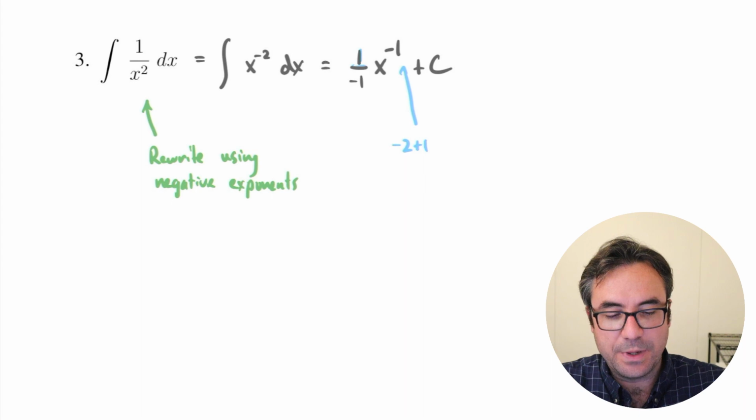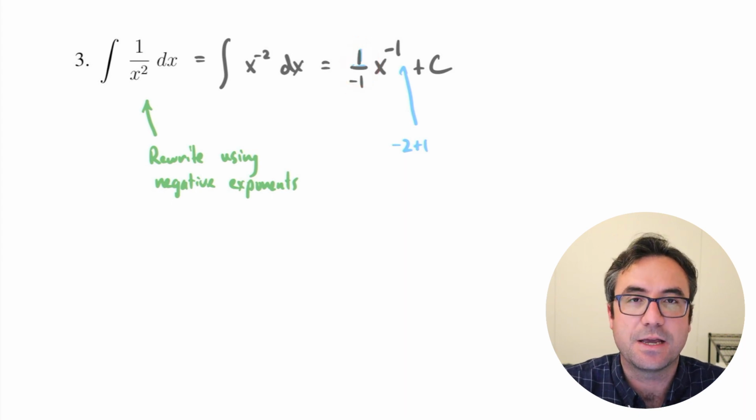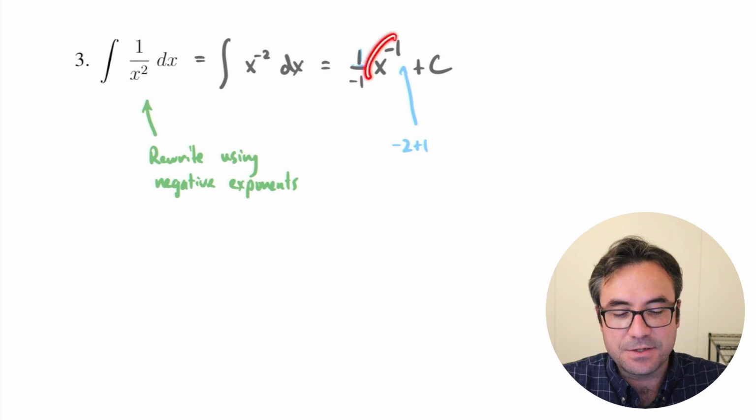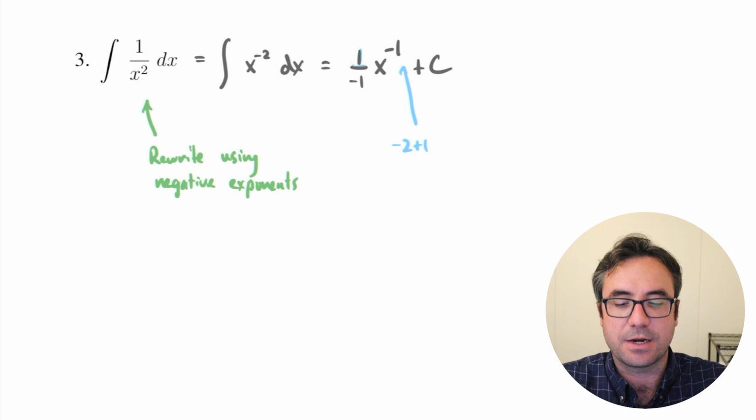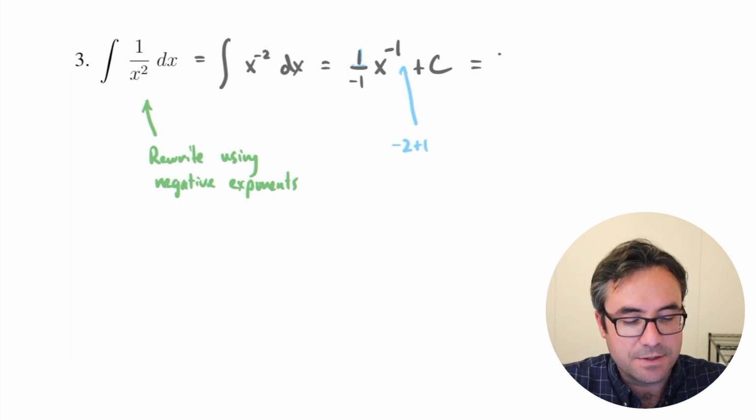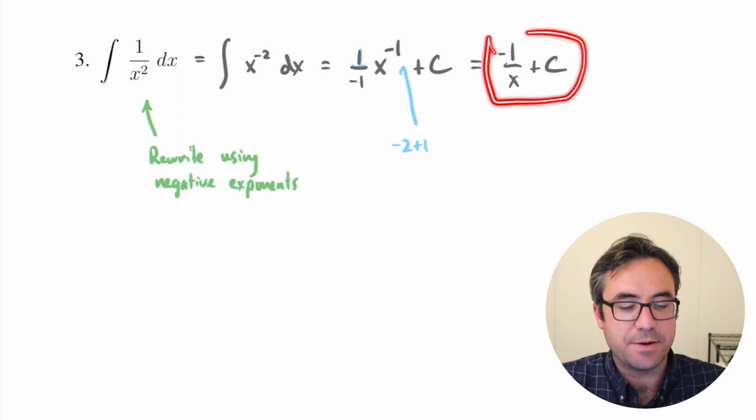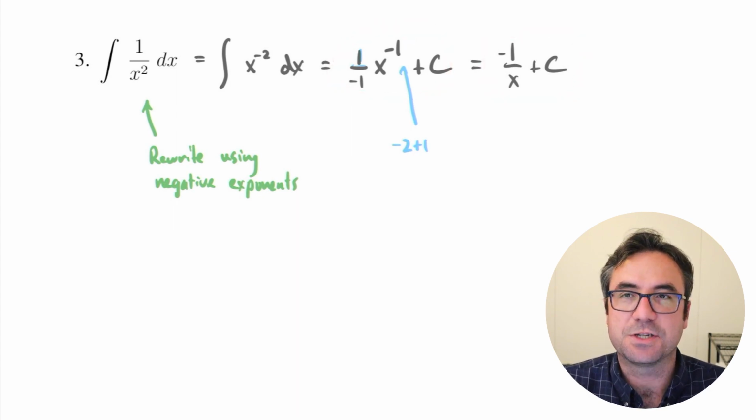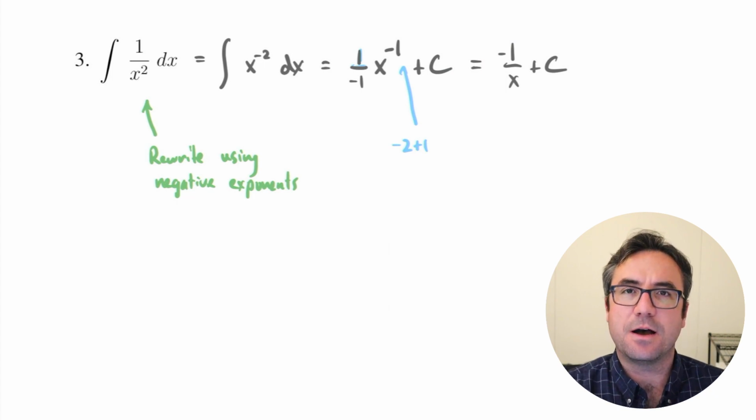And we can clean this up. 1 over -1 is just going to be -1. And it doesn't hurt, once we're done getting the antiderivative, to rewrite it back as a fraction. So we could rewrite this as -1 over x plus c. Again, not absolutely necessary, but also fine just to leave it right there. All right, so just a little bit of practice with power rule.